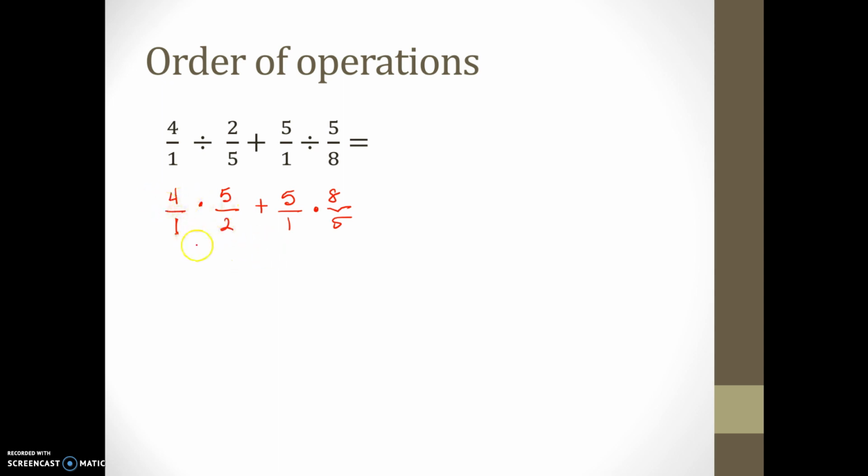So let's work on this one first. Let's see, we've got 4 over 1 times 5 over 2. So I can cross cancel here. And now I have 2 times 5 and 1 times 1. So 2 times 5 is 10, and 1 times 1 is 1. Okay, so that's my first multiplication problem. Now my second one looks like I can cross cancel here, and I have 1 times 8, which is 8, and 1 times 1, which is 1. Okay, now it looks like I just have 10 plus 8, which equals 18.